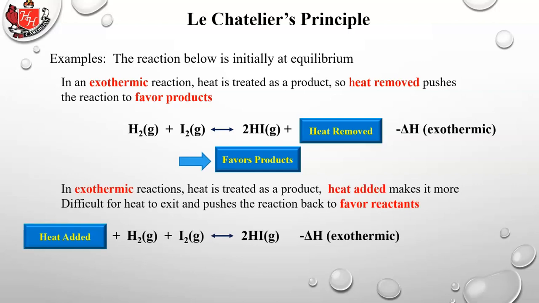In an exothermic reaction, heat is treated as a product. Heat added makes it more difficult for heat to exit and pushes the reaction back in favor of reactants. So in other words, heat is trying to escape. It's trying to get out, but you're shoving heat into it. It doesn't want that. It wants to give off heat. So if you keep shoving heat into it, it's not going to go from left to right as easily, and so it's going to go from right to left. So that is going to favor reactants.